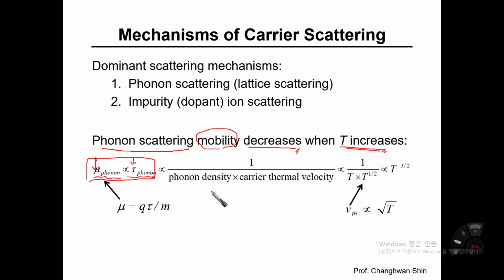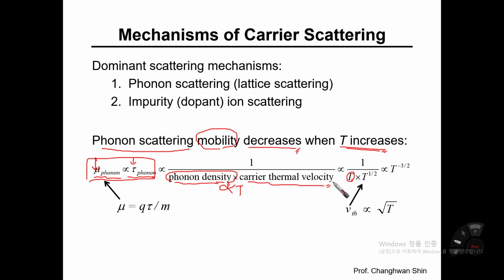Okay. And here, new words, phonon density and carrier thermal velocity, those two pop up. So what are they? Phonon density: how dense the phonons are created in silicon material. So with a higher phonon density, more phonon scattering will happen. So phonon density is proportional basically to temperature. So with increasing temperature, the density of phonon increases. Okay, so herein you can see that the T has been replaced into the phonon density.